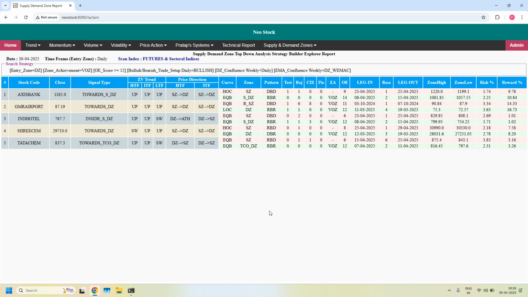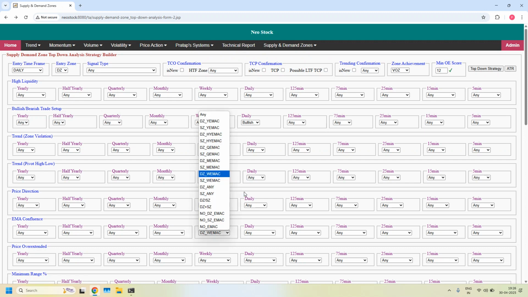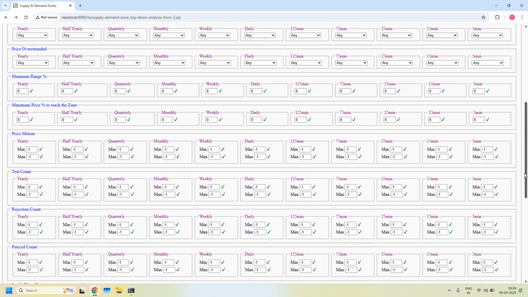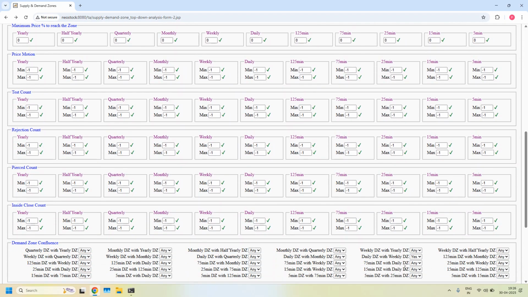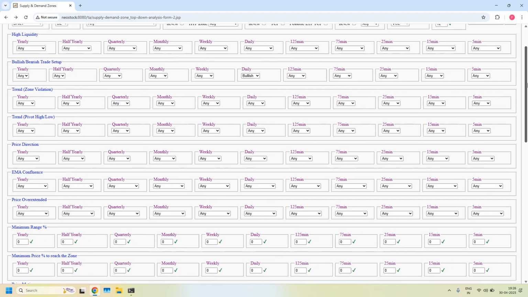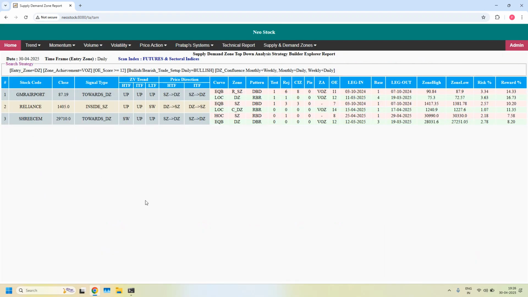LTF, ITF and HTF demand zone confluence supported stocks, that is daily, weekly and monthly demand zone confluence. So I am going back, removing this weekly EMA confluence filter, and in the demand zone confluence 3 filters we have to set. First filter is already enabled, daily and weekly zone confluence. Next, daily and monthly demand zone confluence, weekly and monthly demand zone confluence. By setting all the 3 filters, we got 3 stocks.